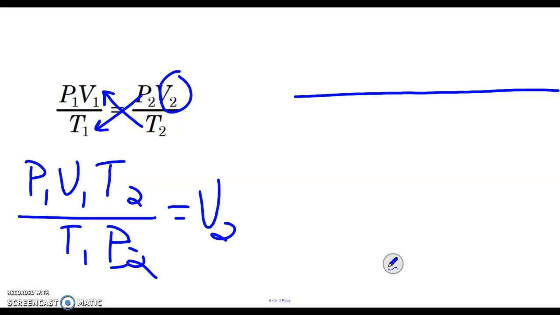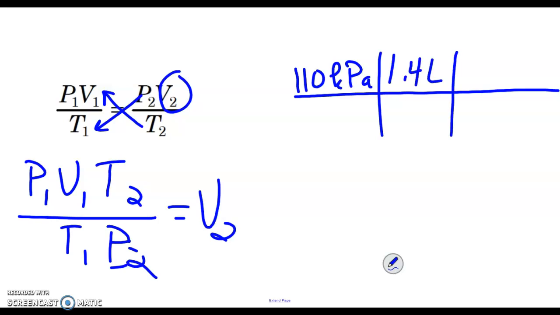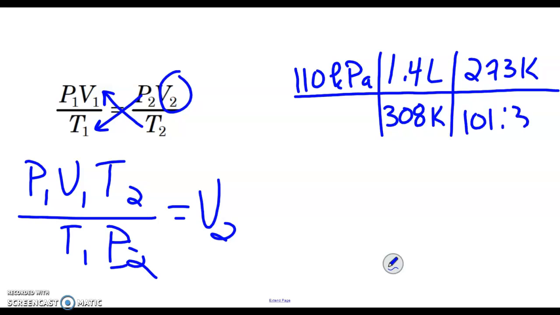My P1 from my IFE table was 110 kilopascals. My V1 was 1.4 liters, and my T2 was 273 Kelvin. My T1 was 308 Kelvin, and my P2 was 101.3 kilopascals.